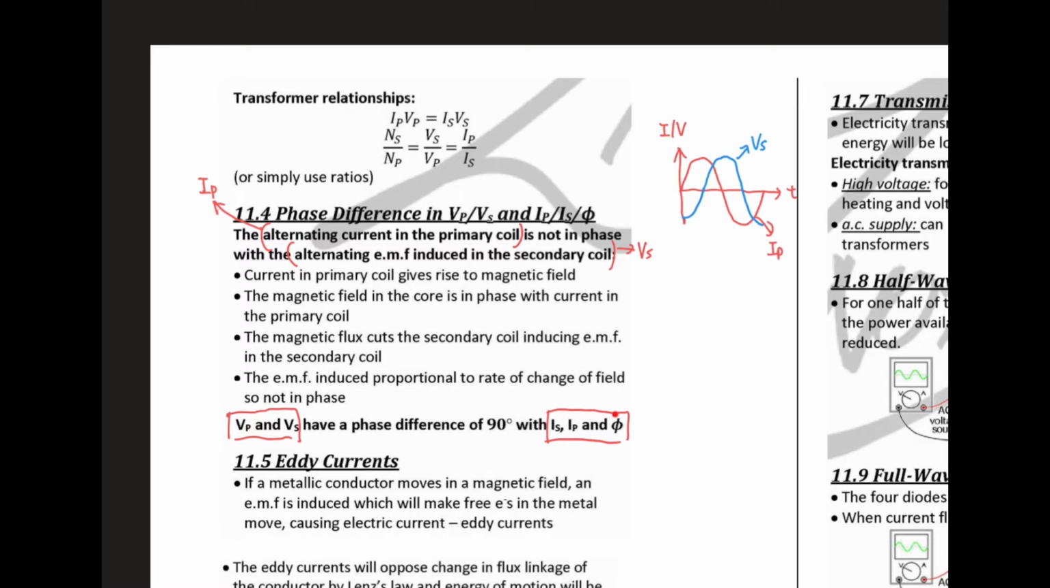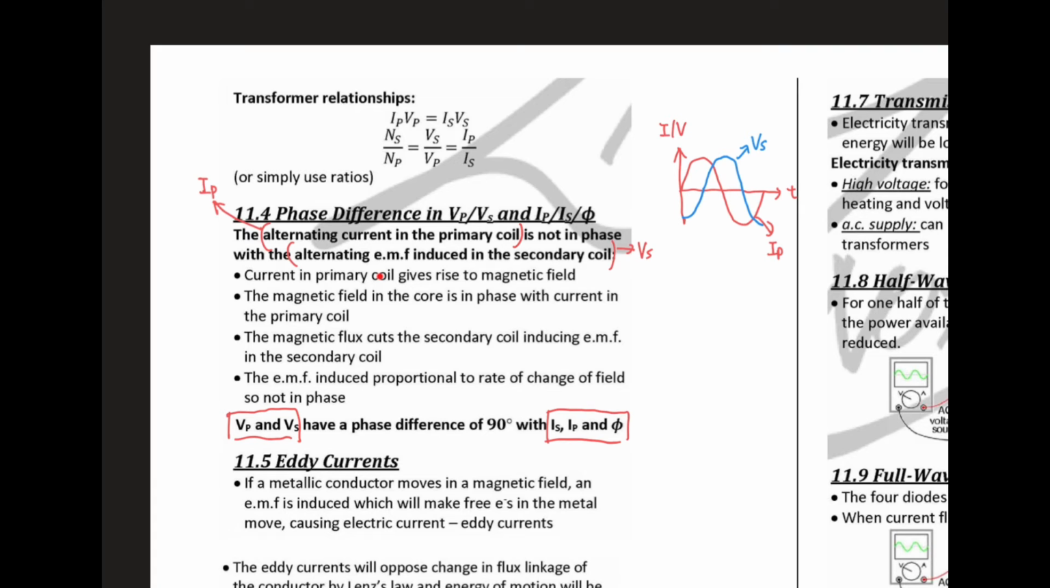of 90 degree. But if they are from the same group, let's say IP and phi, how much phase difference? No phase difference. No phase difference means their graphs look the same. Both have sine graph. Okay, so if let's say VP and VS, what's the phase difference? No phase difference. Okay, so let's see more information. Current in primary coil gives rise to magnetic field. This one we discussed already. The current in primary coil, that is IP.